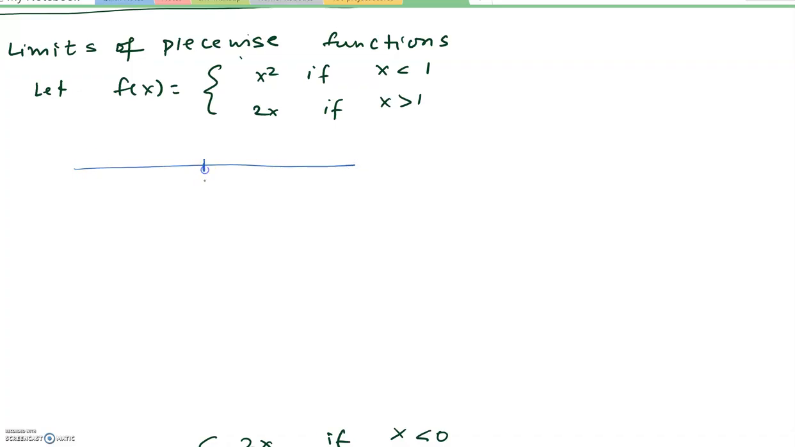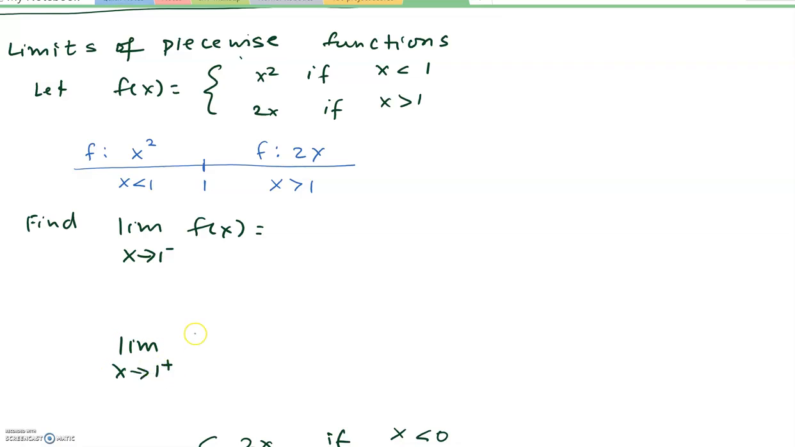So I'm going to mark 1 here. This is the area x less than 1, and the rule is x squared, and for x greater than 1 the rule is 2x. The question here is to find the left limit and right limit. So limit x going to 1 minus f of x, and limit x going to 1 plus f of x. This is what we need to find.